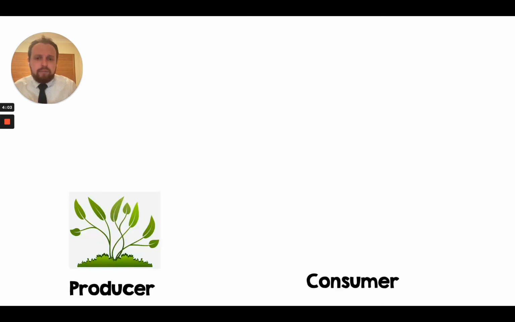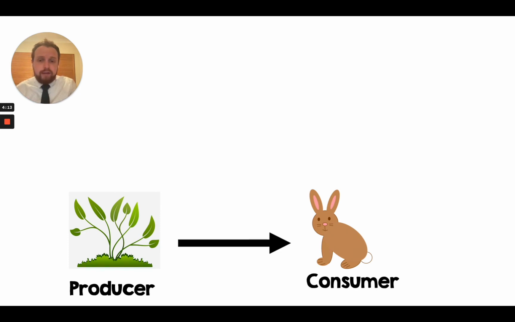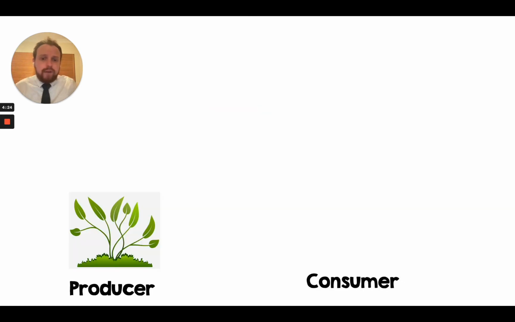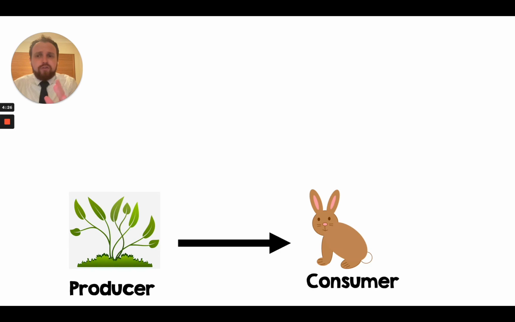Now we've got producers like plants. This plant might get eaten by a rabbit, for example. So this rabbit is getting its energy from the plant. And as you'll remember, the plant got its energy from the sunlight. So the plant is a producer, we know that already. The rabbit here is a consumer. That's because the rabbit isn't making its own energy from the light. It consumes something, it eats something to get its energy.